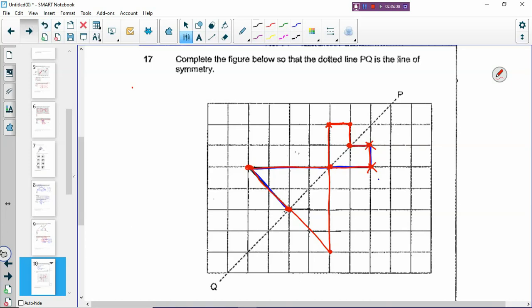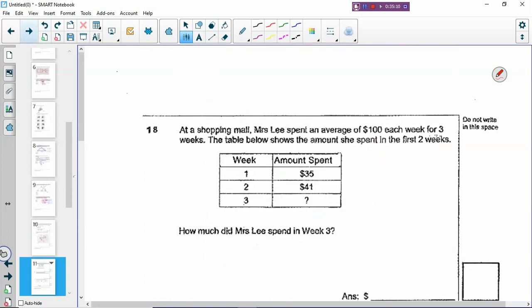Okay, let's go to question 18. Now, at a shopping mall, Mrs. D spent an average of $100 each week for 3 weeks. So immediately, once I know that there is an average given, and I know how many weeks there are, I can find the total. You take 100 times 3, so the total will be $300. The table shows the money she spent in the first 2 weeks. So can I find the question mark? Yes, of course. I just add the first 2 weeks and I will get $76.